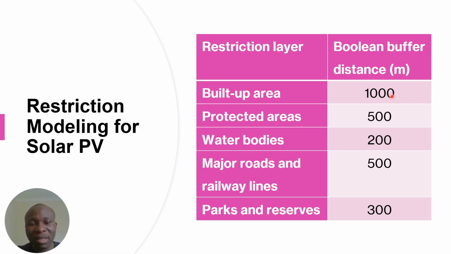Protected areas, like zoo and so many other factors like crop vegetation and forest, are going to be excluded as well. Then we talk about water body. You can see in meters what we are going to be applying in this analysis.